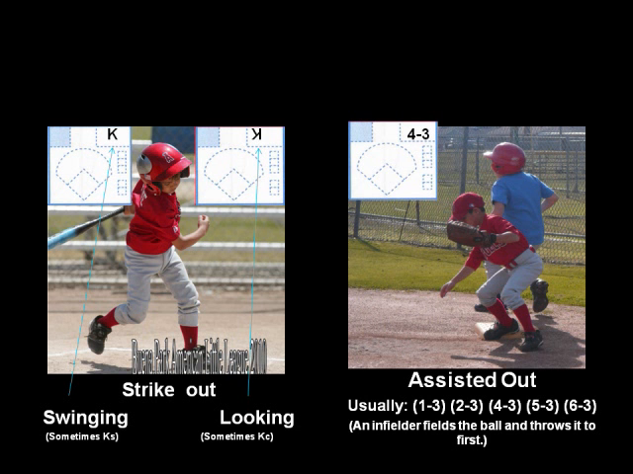In the picture there on the left, you'll see strikeout. There's two ways a batter strikes out. One of them is looking, and the way that's recorded is a reverse K or KC. If he goes down swinging, that's the last strike he swings at, then we either use the recordation symbol K or KS. You can also have an assisted out. Usually a pitcher will throw the ball to first base, or a second baseman will throw it to first, and so it's a 1-3, 2-3, 4-3, 5-3, or even 6-3.